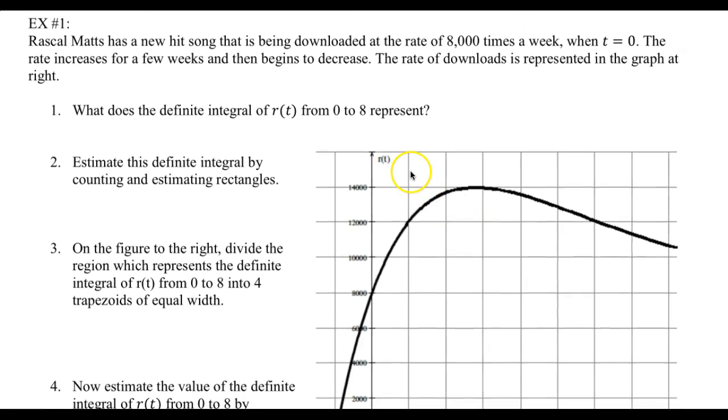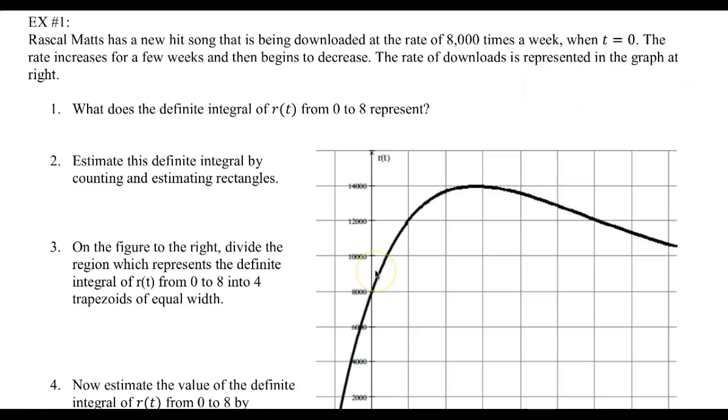Let's look at the first example. Here we have a band, Rascal Mats. They have a new song being downloaded at a rate of 8,000 times per week. And so you can see this represents the rate at which their song is being downloaded. For a little while, the rate begins to increase, and then the rate begins to decrease. Again, this represents the rate, not the number of downloads, but the actual rate at which that song is being downloaded.